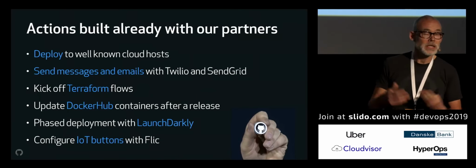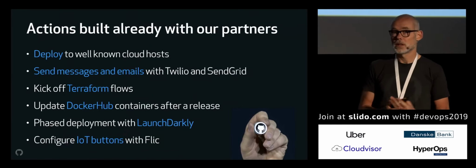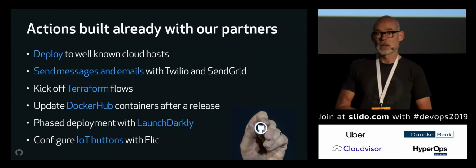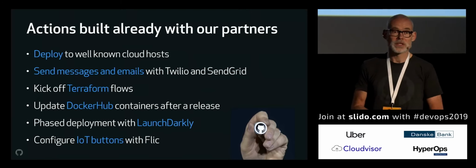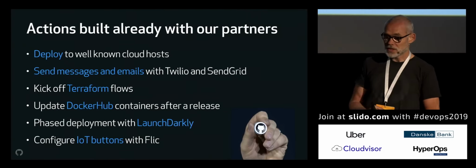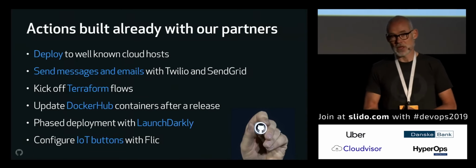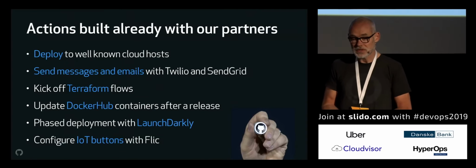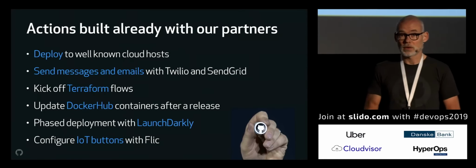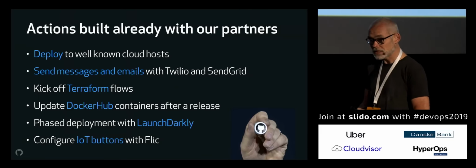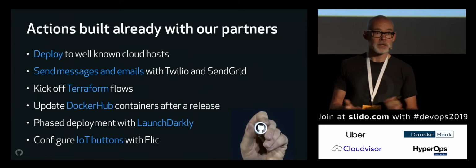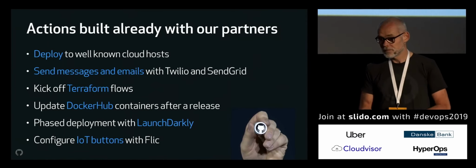You can deploy to the best-known cloud hosts. That includes AWS, Google Cloud, Azure, Heroku, SiteNow. So a lot of these vendors are already supported. There's Twilio and SendGrid support, for example to send SMS messages or notifications. Docker Hub, so you can push your containers to Docker Hub or update. There's also support for LaunchDarkly, so using feature flags in your workflows.